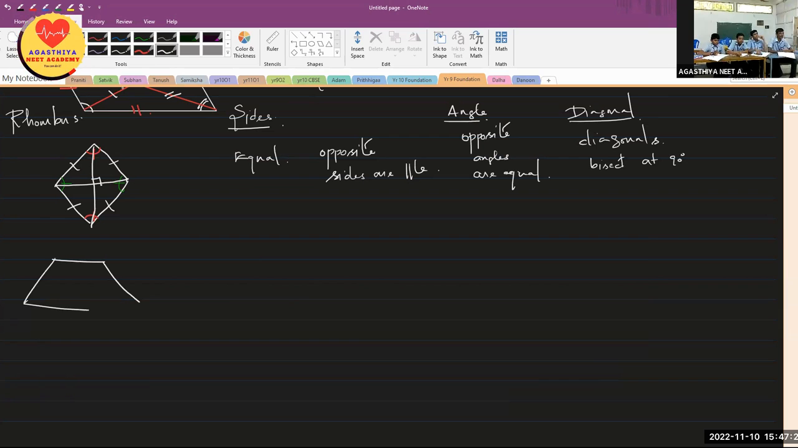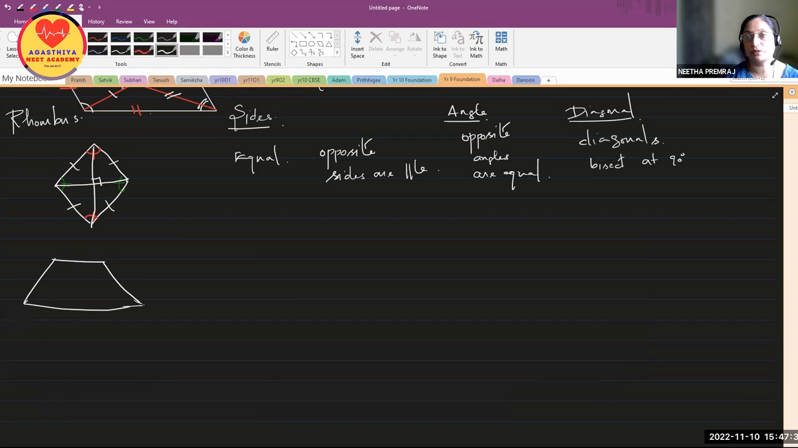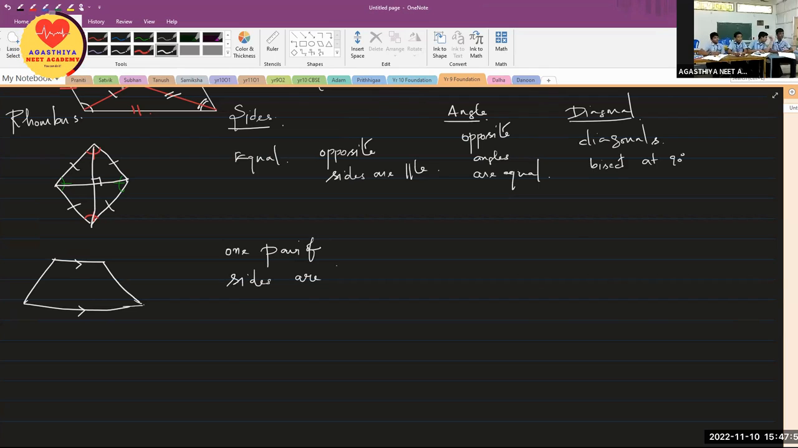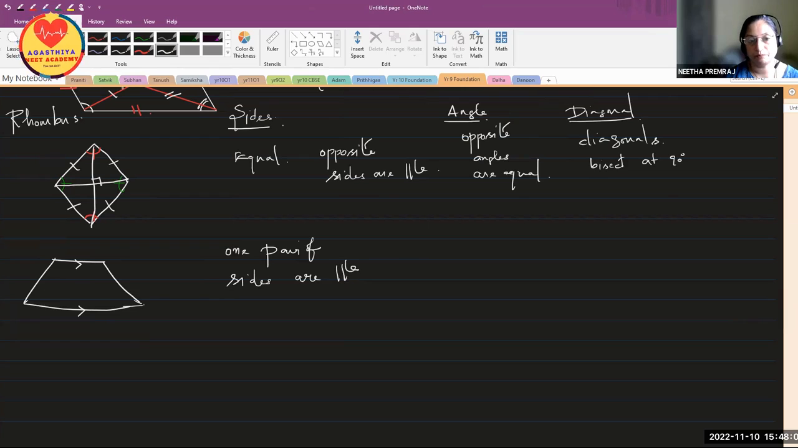What is this shape? Trapezium. Okay. Tell me, trapezium, what you could say about sides? Not equal, that's fine. But you can say one pair of sides are parallel, isn't it? Instead of parallel, I write simply this way. Then what about angles? Angles opposites are equal. No.